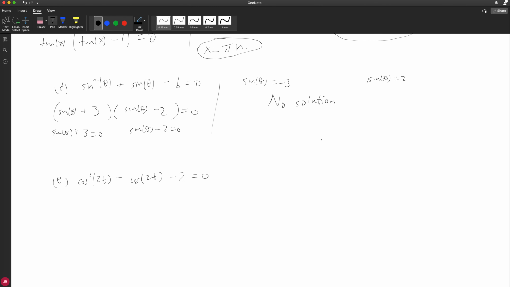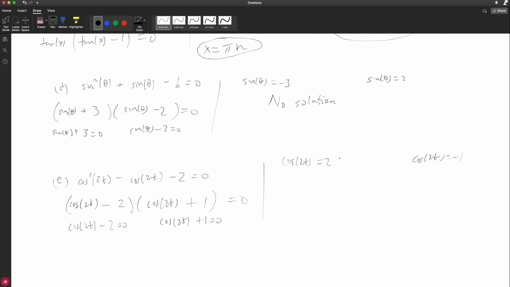Okay, now let's come down here. Notice this is quadratic in cosine, so this should factor. Go ahead and try it. Notice you're going to keep the 2t, so this is cos 2t minus 2 and cos 2t plus 1. And so the equations we get say that cos 2t minus 2 equals 0, and cos 2t plus 1 equals 0. So the first equation can be rewritten as cos 2t equals 2, and the second one as cos 2t equals -1.